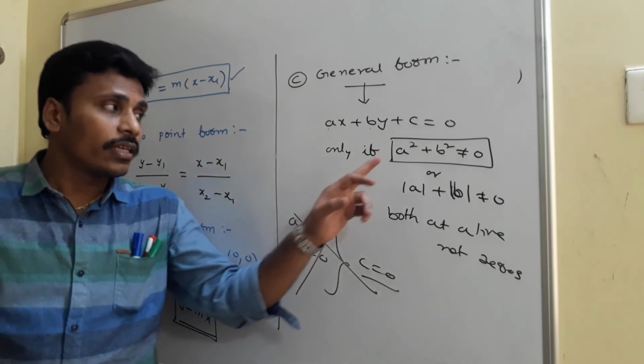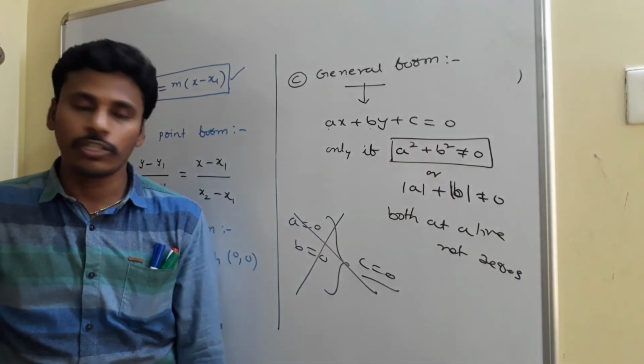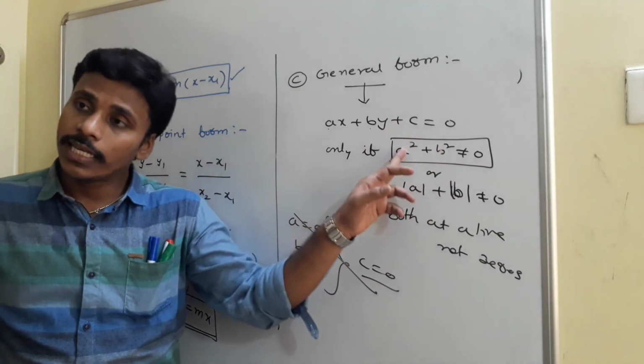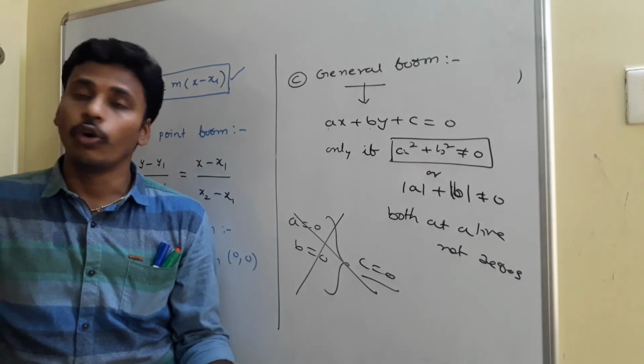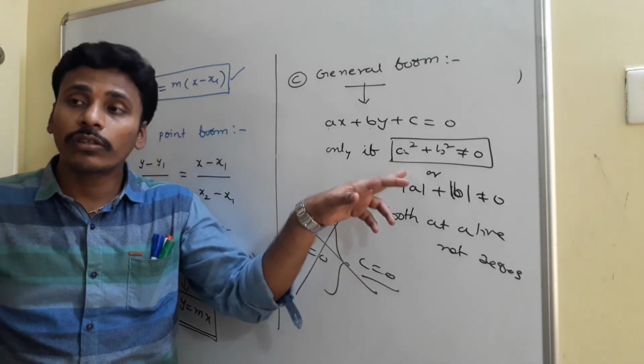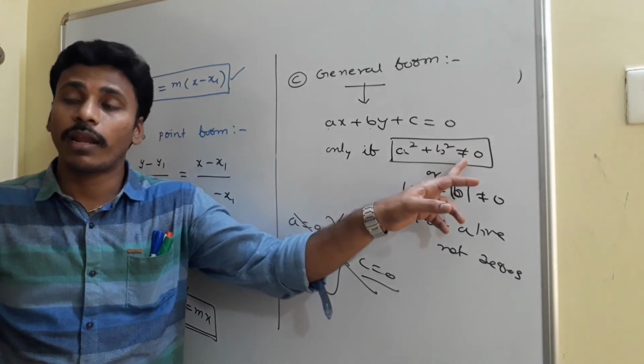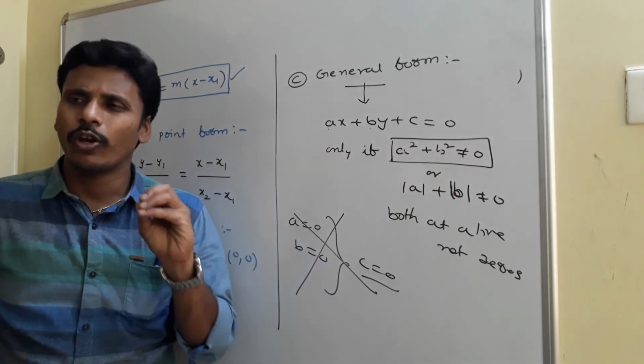If you think, if a is 0, b is non-zero, then the result is non-zero. If b is 0, a is non-zero, then the result is non-zero. If both are non-zeros, then also the result is non-zero. But if both are zeros, then it becomes 0, right? That is not correct. That's why we indicated the symbol not equals to 0. You need to think a while, okay?